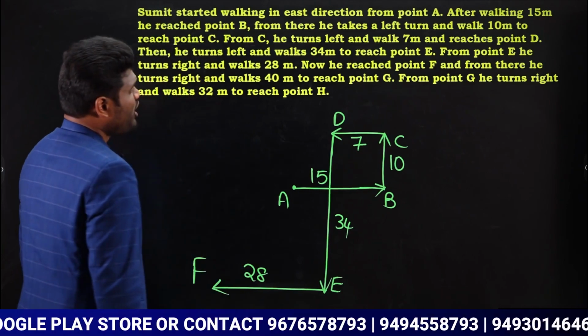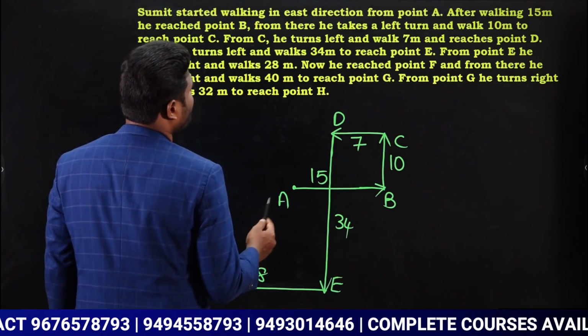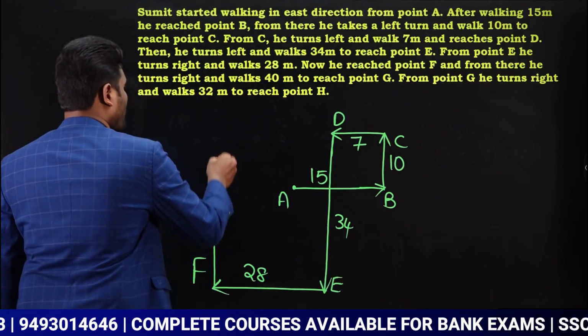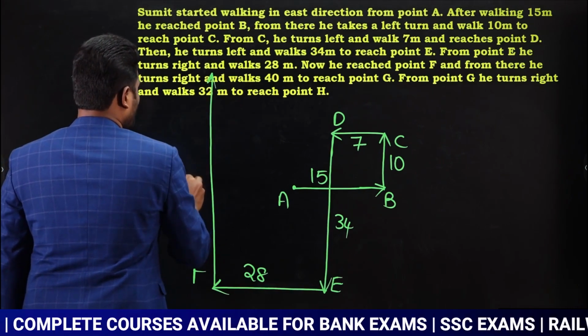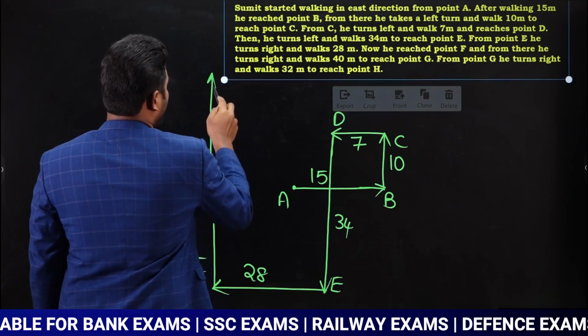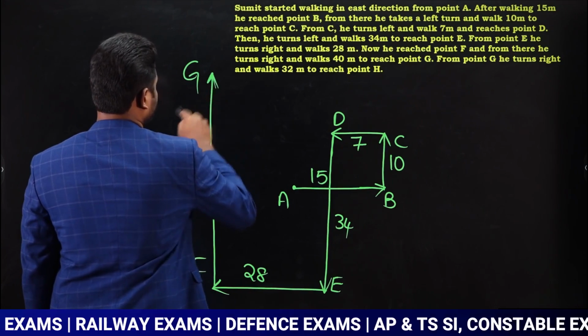Next, from there he turns right and walks 40 meters to reach point G.